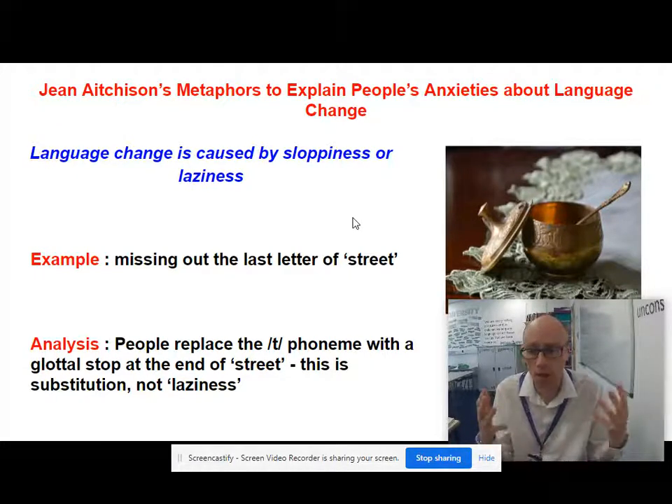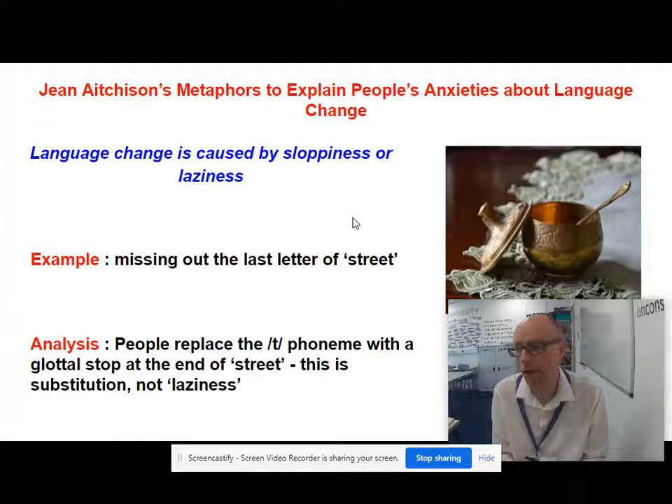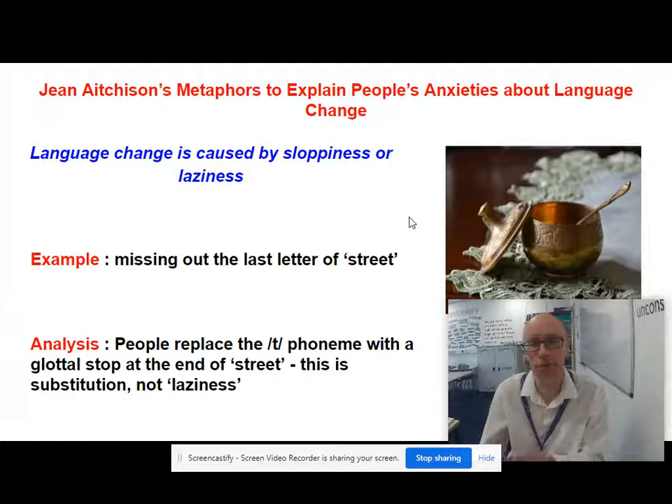And actually, when you look at multiple examples, you find that this idea that people are completely lazy all the time with their language doesn't really hold up to close scrutiny. Okay, so that's the damp spoon syndrome.